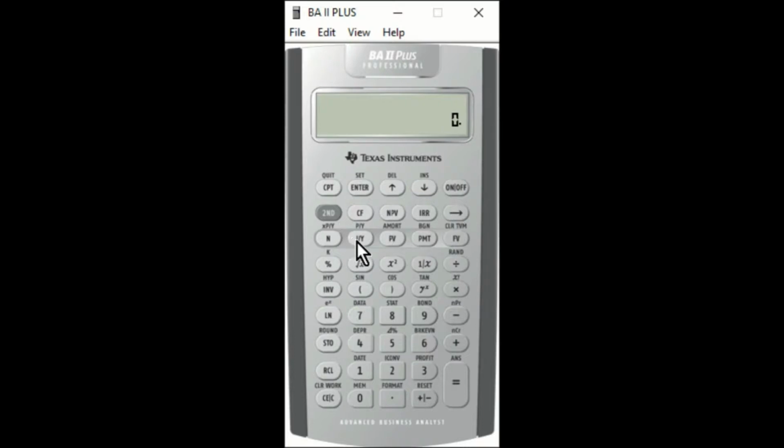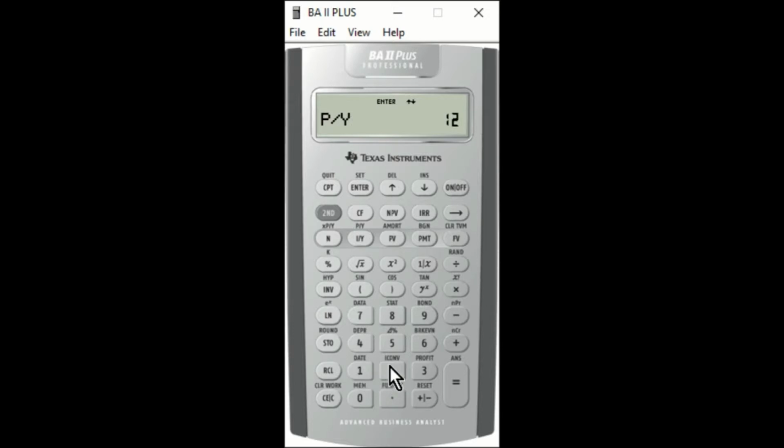So what we want to do first is see what our calculator is set to as far as periods per year. You can see that the second function of the I/Y button right here is P/Y. That's periods per year. Almost all of these buttons have second functions written on the body of the calculator. In order to access the second function, you use the second button. Second, I/Y shows us that our periods per year is currently set to 1. What we want it to be set to for monthly is 12.